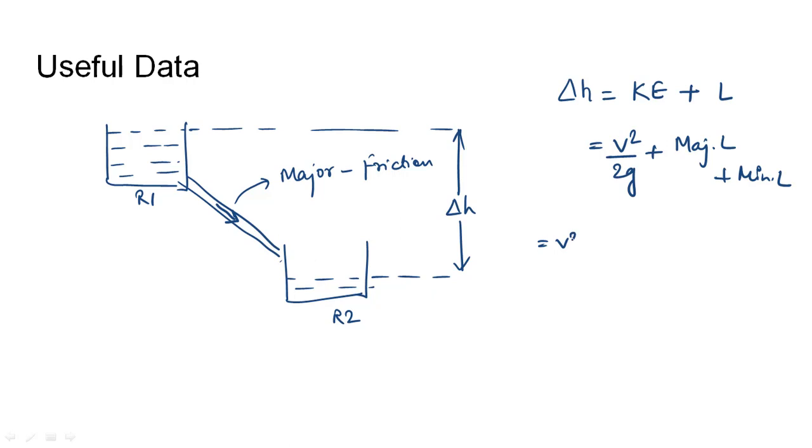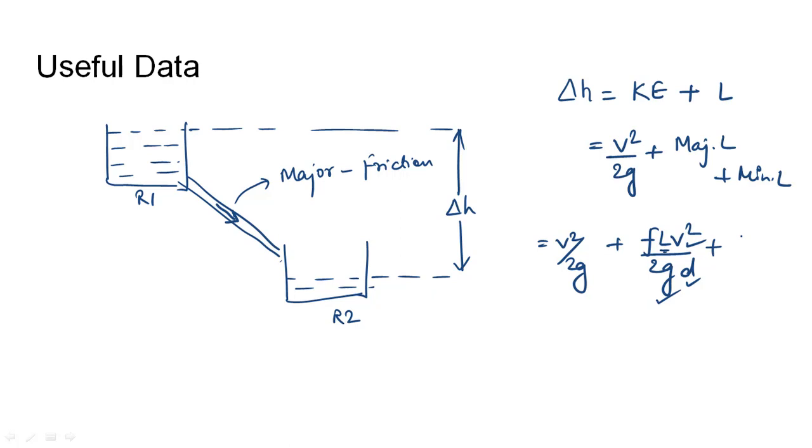So major losses are given by the Darcy-Weisbach equation, which is f L V square by 2 g D. Here V is the velocity of water in the pipe, g is the acceleration due to gravity, D is the diameter, L is the length of the pipe and f is the friction coefficient.